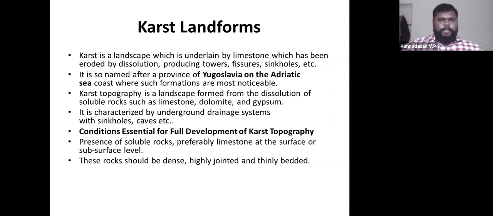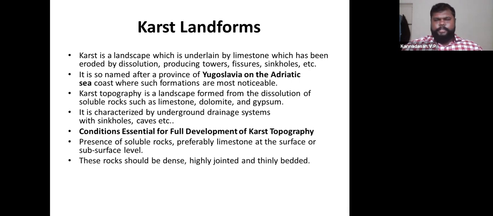What is limestone? Is it a soft stone or a hard stone? Is it sedimentary or igneous? Sedimentary, soft, right?